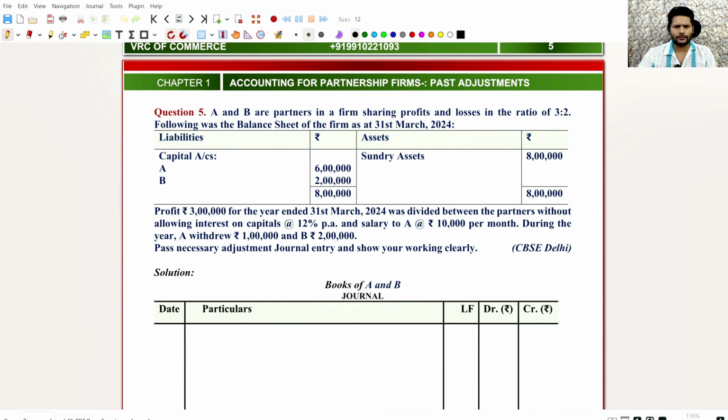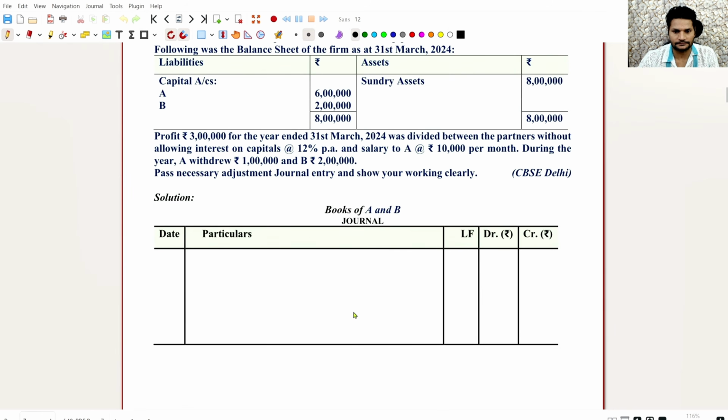So it's a very simple question. It's not very tough. Now what you have to do is first calculate the opening capital on the basis of the adjustments given and also the capital given in the balance sheet, because this balance sheet is prepared on 31st March 2024. That means the capital which is given in the balance sheet is the closing capital. So from that closing capital, we need to find out the opening capital first. So let's prepare the working note and then find the opening capital.